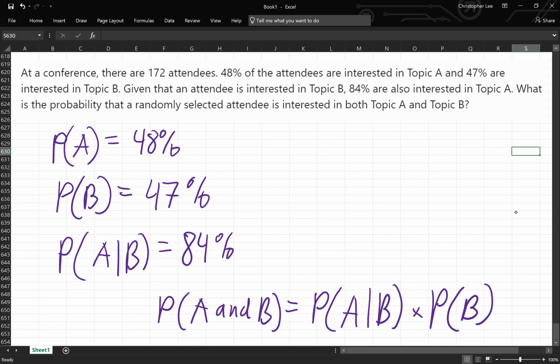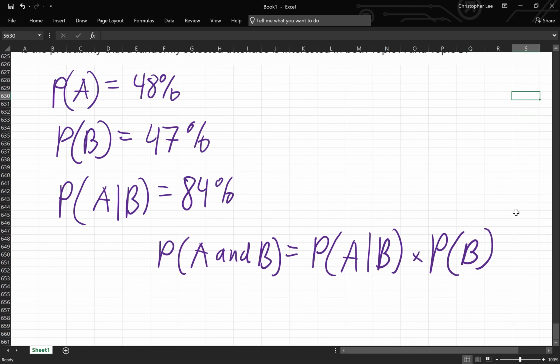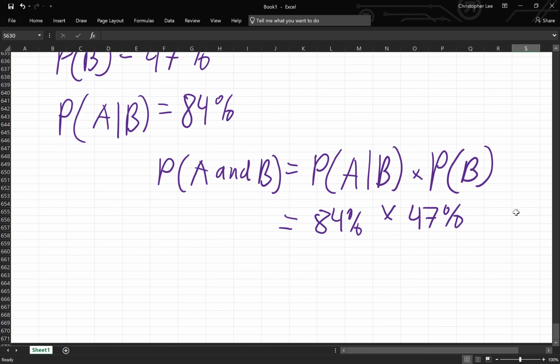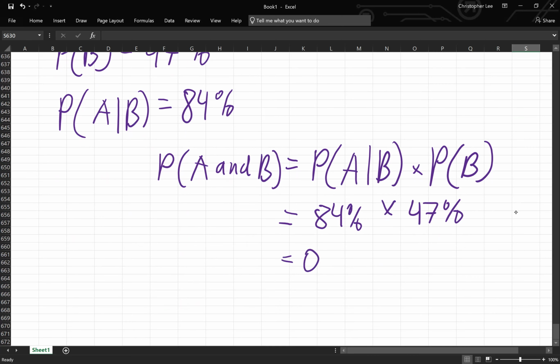Whatever comes after the given is the one that stands by itself, right? And then you just plug in the numbers and that's it. So I got 84% times 47%. Very good. Help me out. What's the answer? 3948. Okay, because I got 3,948, right? No, 84%. Oh, gotcha.